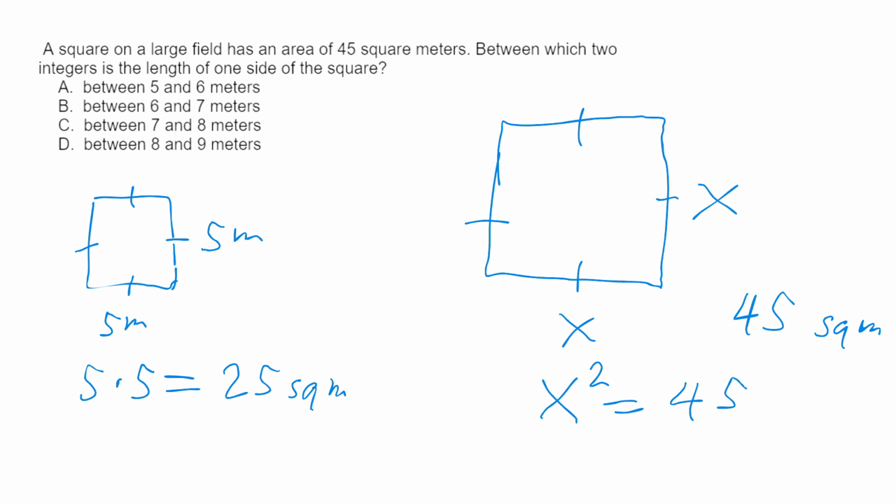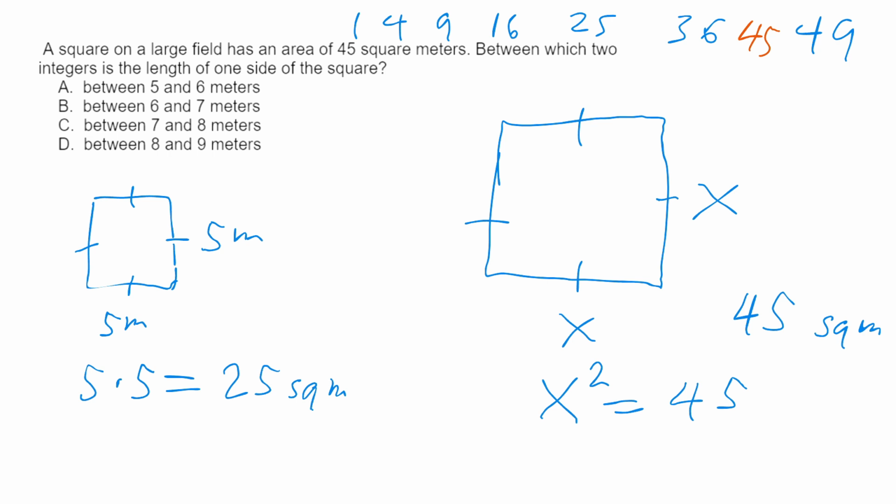So again, let's take note of our perfect square numbers. We have 1, 4, 9, 16, 25, 36, 49. I stopped already because I'm just looking for two whole numbers where I can find 45. And 45 is in between 36 and 49. So what should be the answer? Is it 36 and 49?